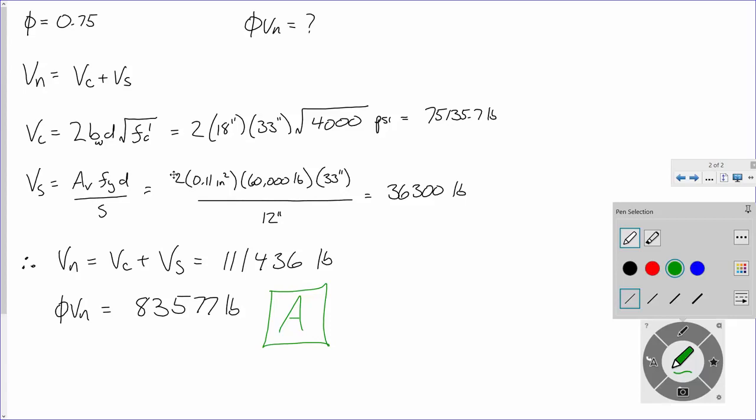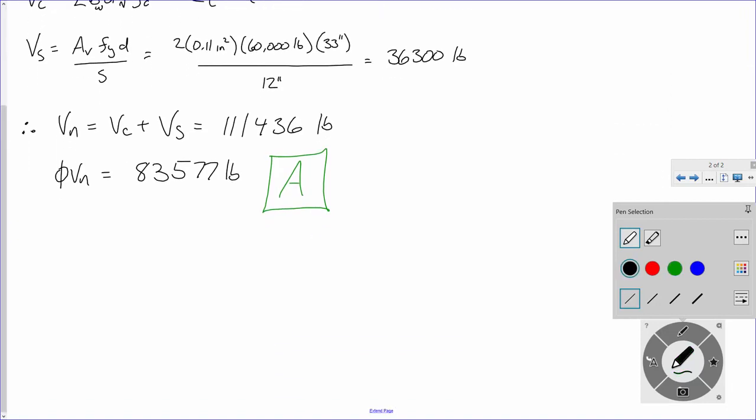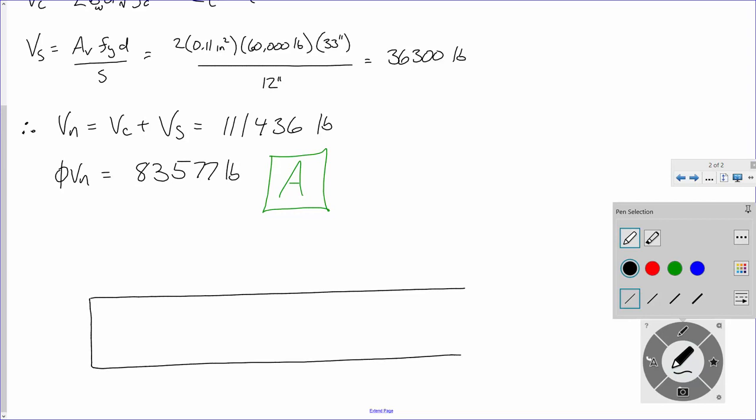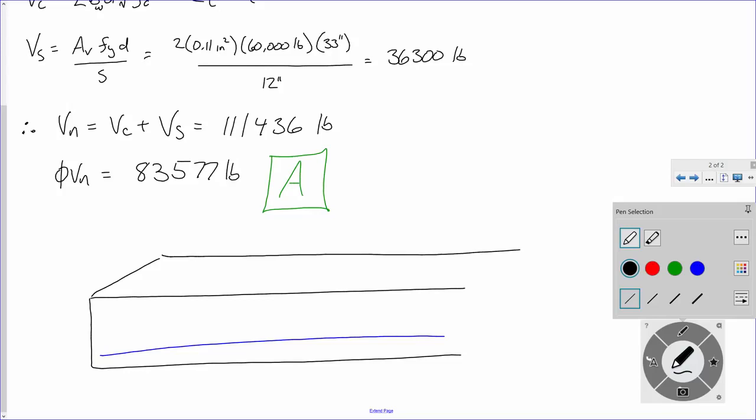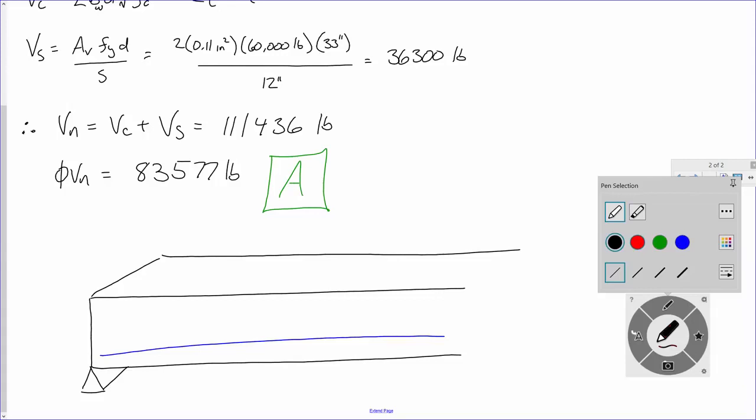All right, I'll do my best with 3D art. If I have a beam and it looks like this, then I've got some steel inside that beam, going like that. Then I've got some support like this. And then on top of that beam, I've got some load, whatever, right?